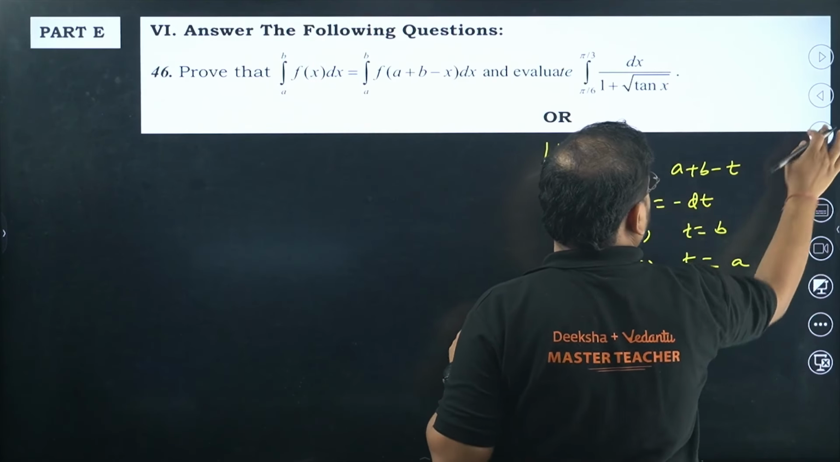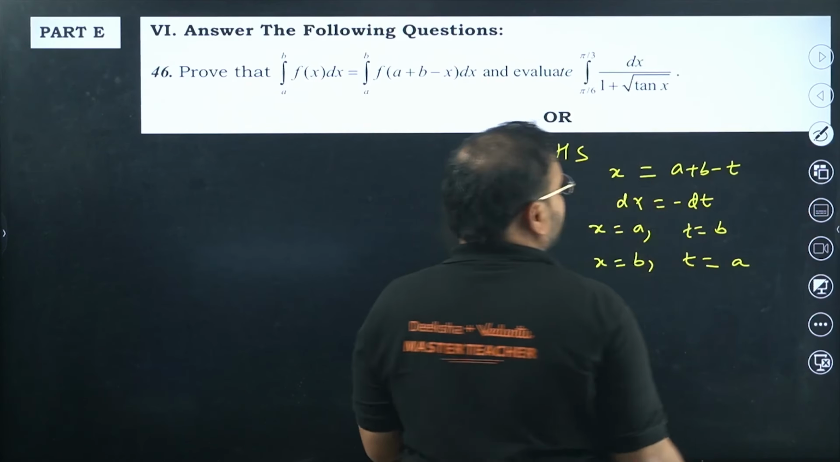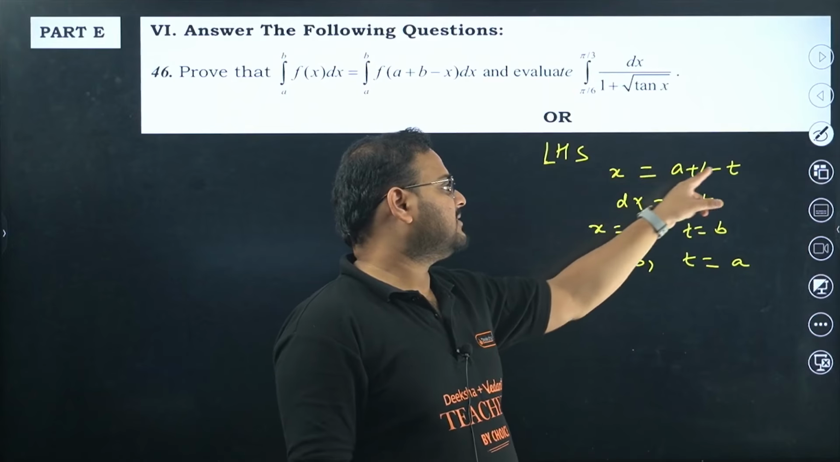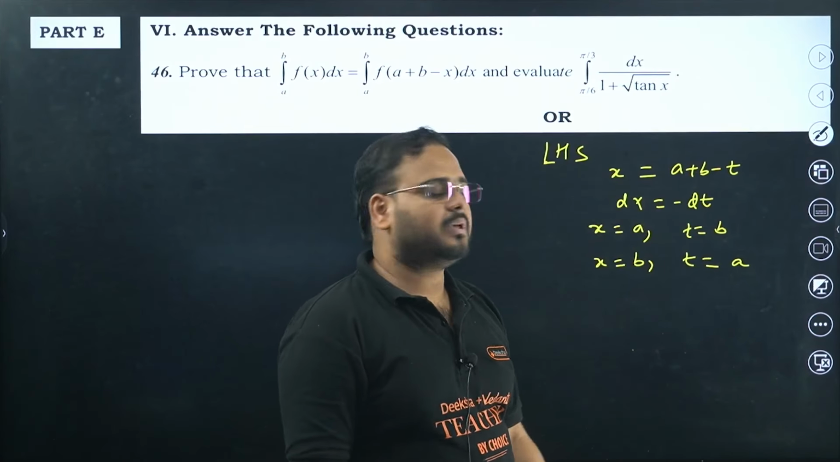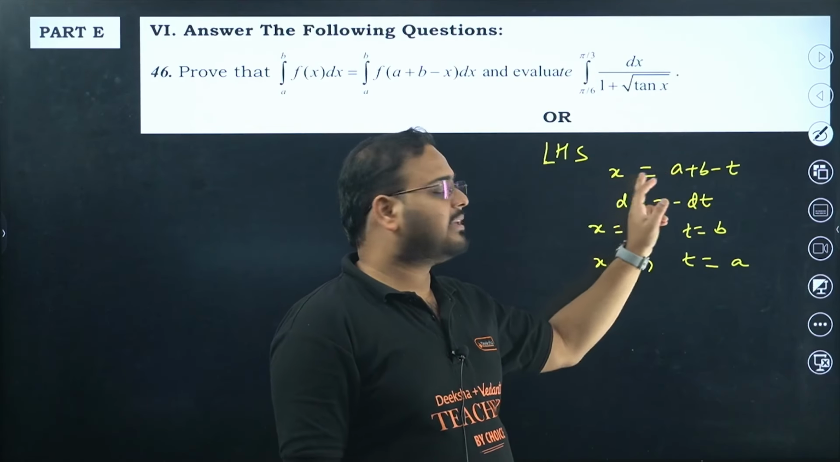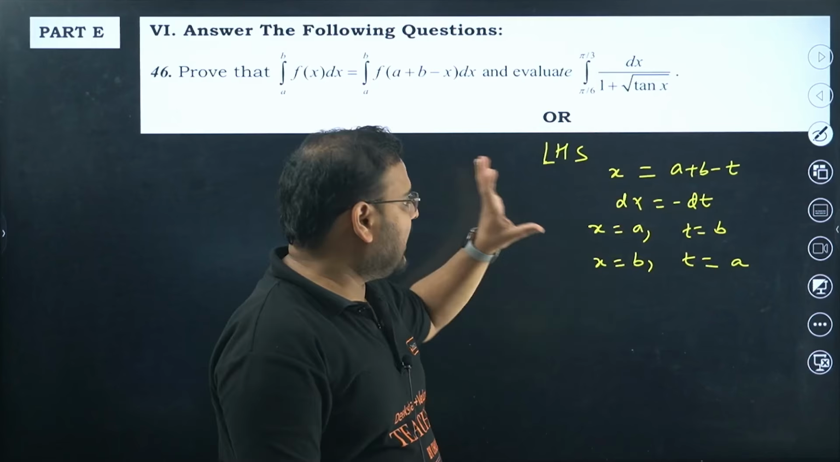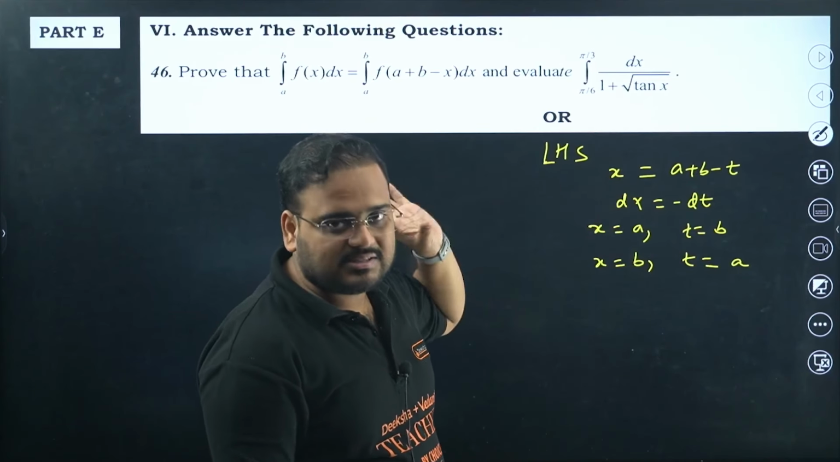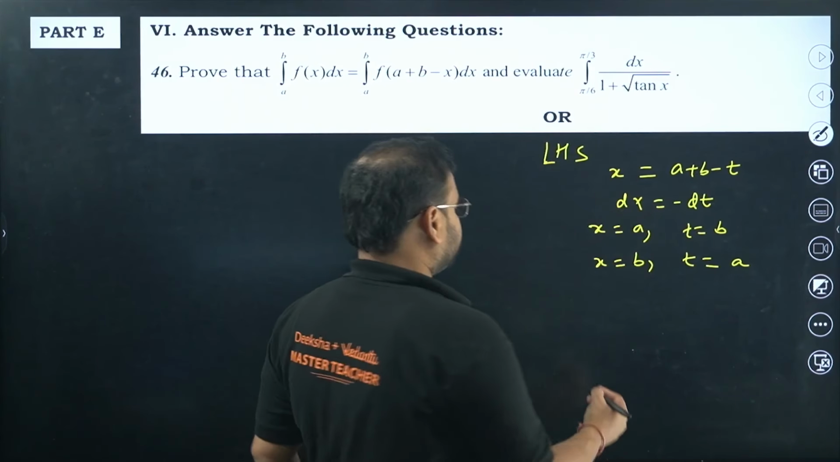Okay, one little change. Take x value as a, and a cancels, t comes over to this side, equals b. Take x value as b, and b cancels, t becomes equal to a. Now apply this entire substitution in the question.